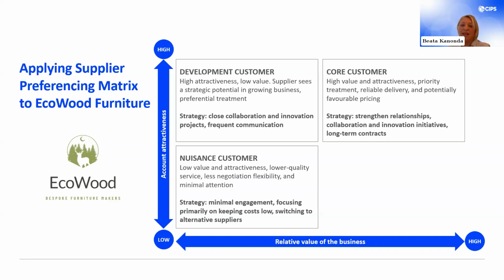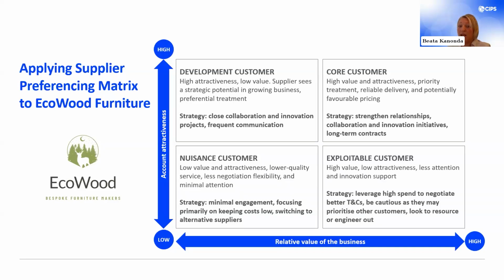Finally, we have the exploitable quadrant. Larger, more diversified suppliers providing general materials or secondary components like hardware, fasteners, and adhesive might see EcoWood as an exploitable customer. Some suppliers may see EcoWood as profitable due to high order volumes, but not particularly strategic. These suppliers may feel that EcoWood isn't contributing significantly to their long-term business growth or innovation agenda, making the relationship more transactional than strategic.